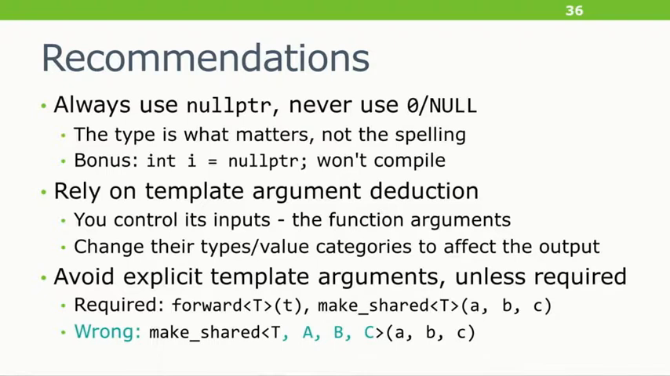Or make_shared, it needs to know what type to construct, so you always have to pass T. But make_shared has other arguments for the constructor. Those should be used with template argument deduction. So in the case where I'm calling make_shared<T> with A, B, C, the compiler knows the types of A, B, and C and whether they're lvalues or rvalues. So I should not try to be helpful and say, hey, compiler, those types are capital A, capital B, capital C, because I'm going to run into the same sort of problems. I'm writing unnecessary code. I shouldn't do that.